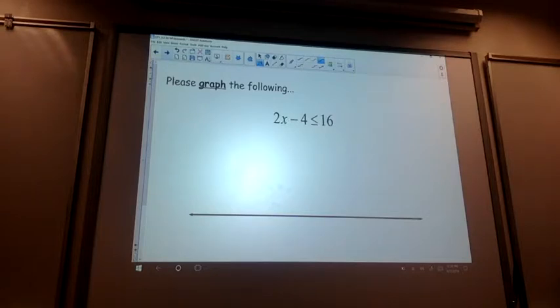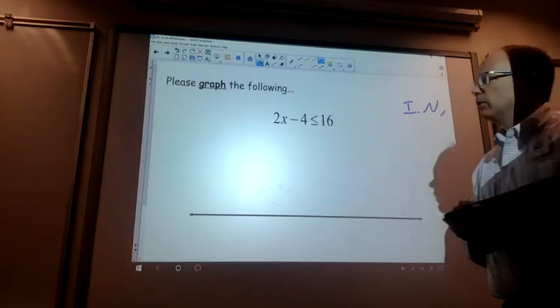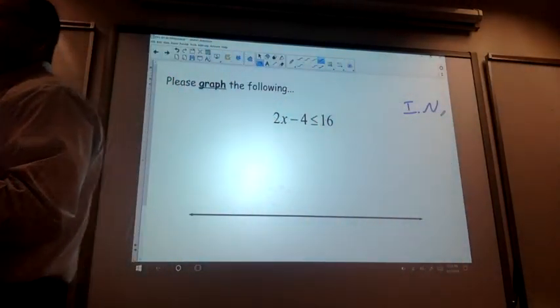All right, try this one. And I also want it to be in interval notation once you solve it. So remember, treat the inequality like an equal sign.